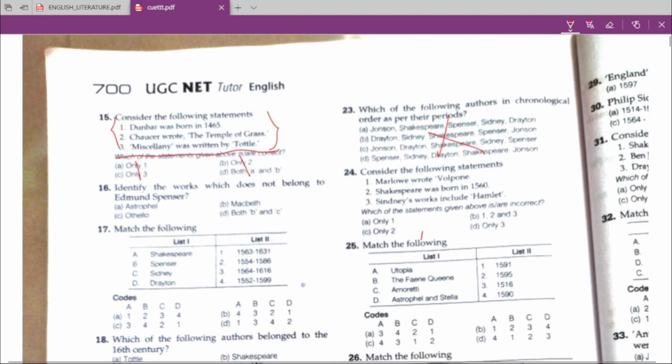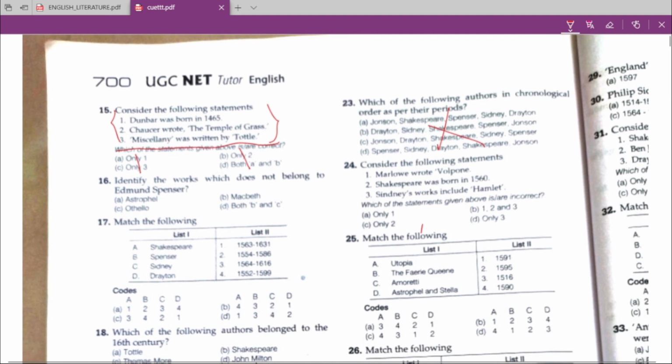Question number 50. Consider the following statements. Dunbar was born in 1465. This is wrong. Chaucer wrote the Temple of Glass. It is not grass, actually it is glass, so it was written by John Lydgate. This is also wrong. Miscellany was written by Tottel. Tottel has not written Miscellany; rather, Tottel is the publisher. He published the Miscellany. So some options are wrong here. That's why I have chosen the single sentence.